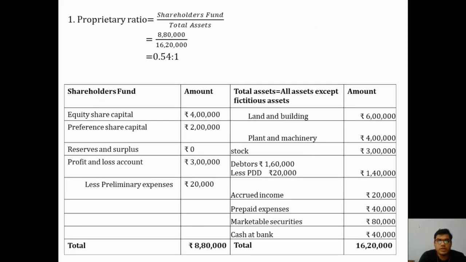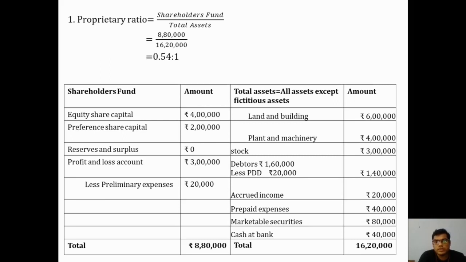Proprietary ratio. For the proprietary ratio, the formula is shareholders fund divided by total assets. Now here we have to prepare two working notes, one for calculation of shareholders fund, another to calculate total assets. Shareholders fund is equity share capital, preference share capital, reserves and surplus, profit and loss, less preliminary expenses. If you insert the values, the answer we get is 8,80,000 as shareholders fund.